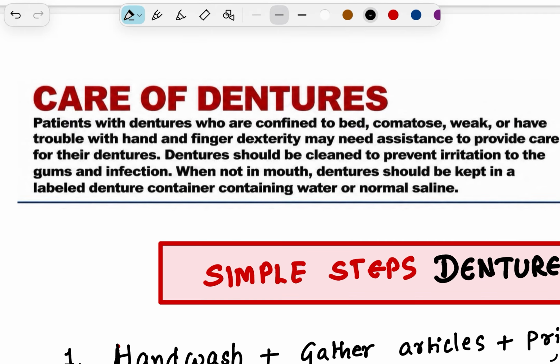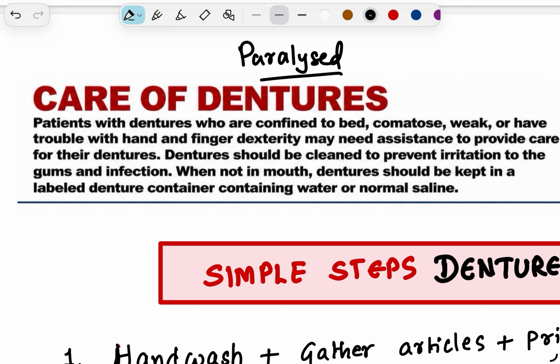Here the care of dentures means one who is a comatose patient, or else we can call an unconscious patient, or else others like a paralysis patient. If they are paralyzed, they can't take care of their dentures if they have dentures, or else old people. If they are not able to take care of their dentures while they are admitted to the hospital for the purpose of the operation, what do we have to do? So we need to give the care, isn't it?